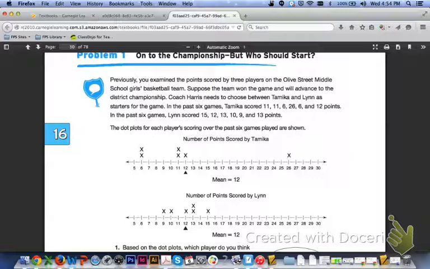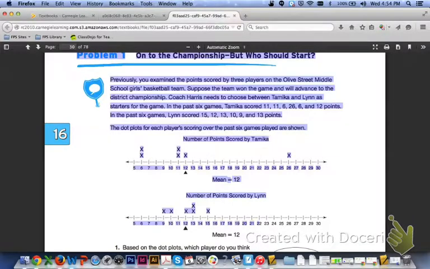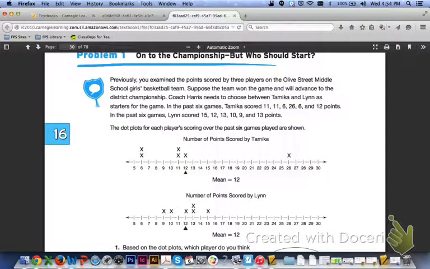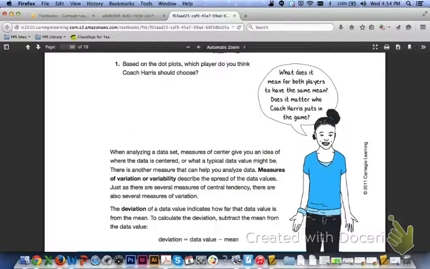So we have the number of points scored by Tamika. It says the mean is 12. And then for Lynn, the mean is also 12. So it says, based on the dot plots, which player do you think Coach Harris should choose? Remember to look at the clues here. It says, what does it mean for both players to have the same mean? Does it matter who Coach Harris puts in the game? So answer that question right now. When you're done, unpause the video.